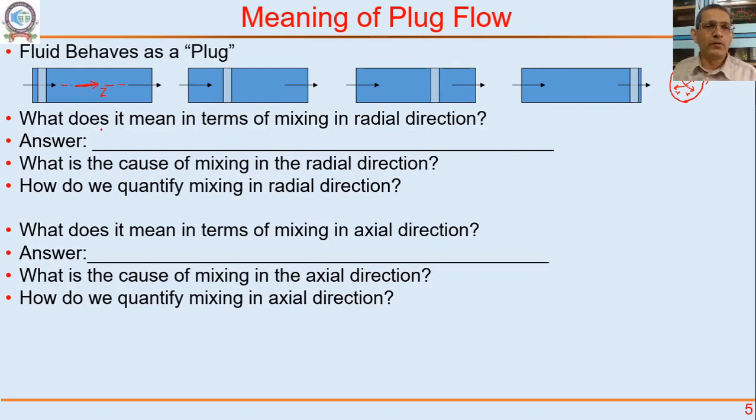So what I want you to think about is, what does plug flow behavior mean in terms of mixing in the radial direction here, and what is the cause of mixing in the radial direction? Why is there a mixing in the radial direction, and how do we quantify mixing in the radial direction?